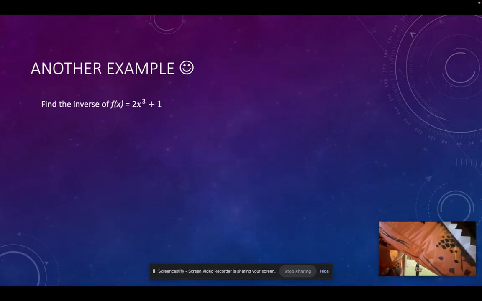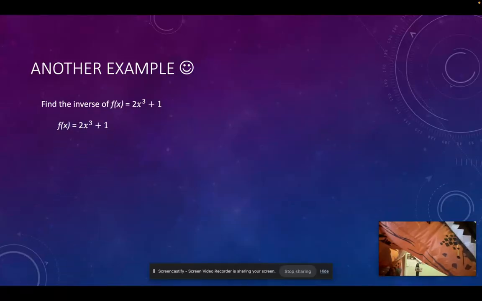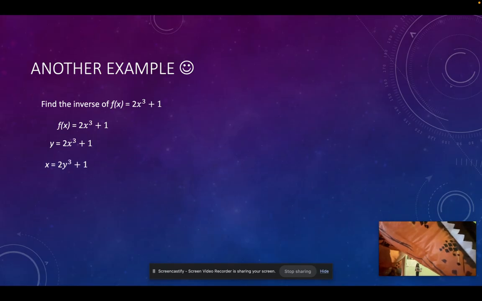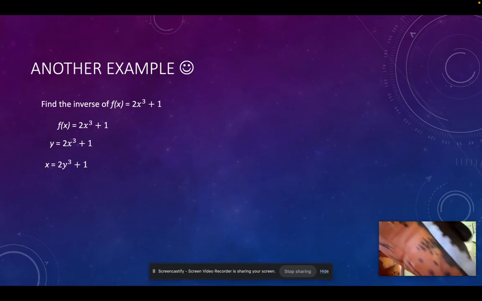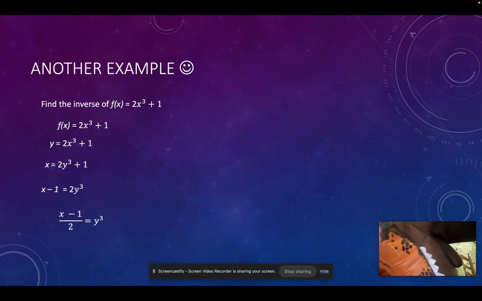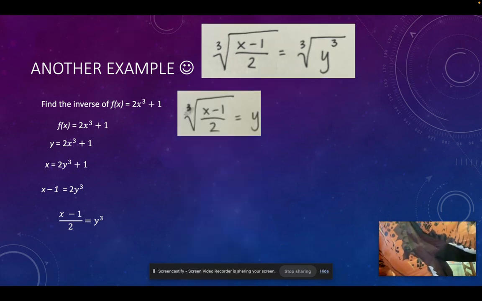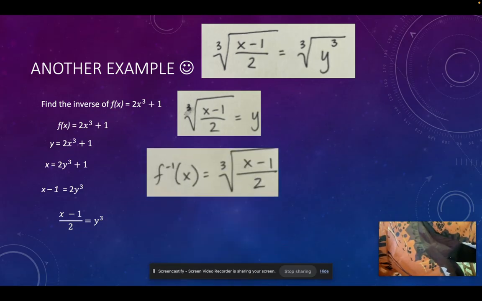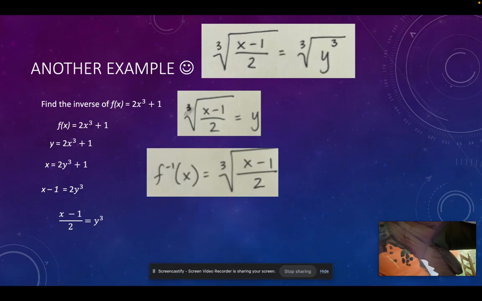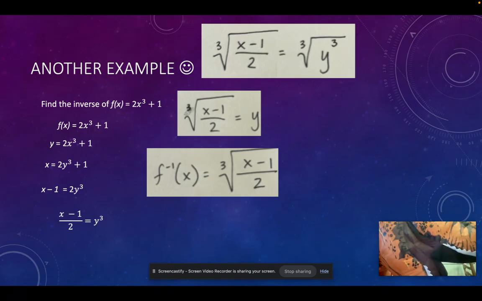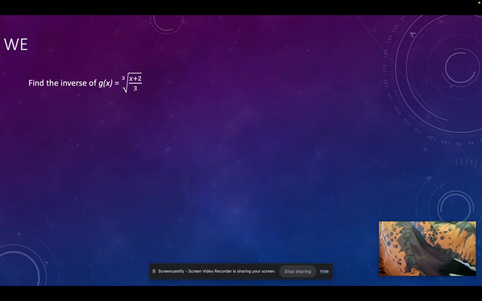Here's another one. Again, just following the steps, we're going to change f of x to a y, switch the spots of the x and the y, and then start to isolate where the y is in its new spot. So we're going to subtract the 1, divide by 2, and then cube root both sides. When we do that, that gets us here, and now we're done. We indicate that we found the inverse, and it is f inverse is the cube root of x minus 1 over 2.